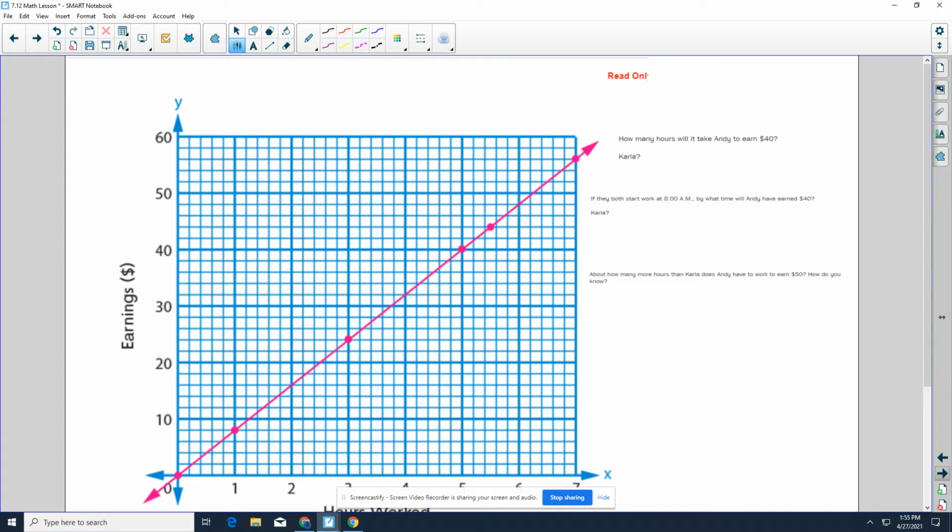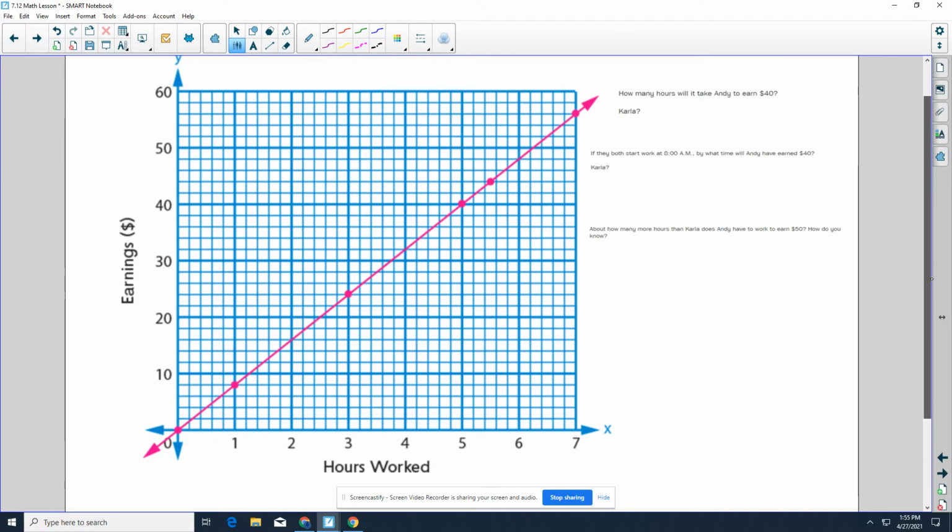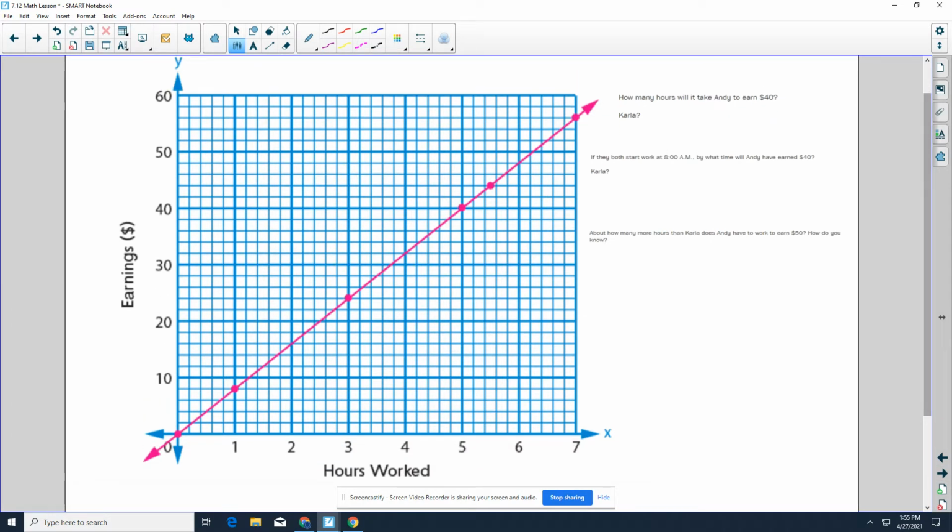Now, going back to Carla and Andy for some money here. So here are some questions that you could ask yourself as well and look at. How many hours did it take Andy to earn $40? And then how much for Carla? So compare those two. If they both start work at 8 a.m., by what time will Andy earn $40? And then what about Carla? And how many more hours does Carla work than Andy?